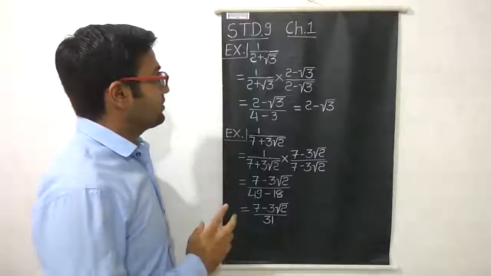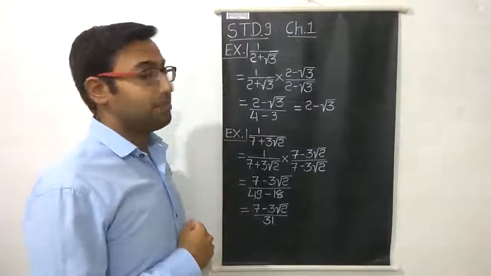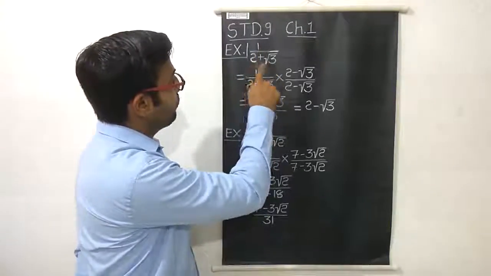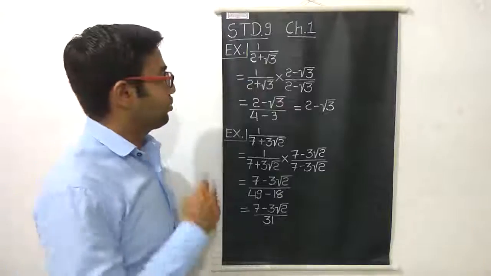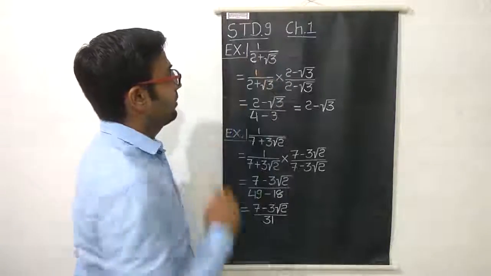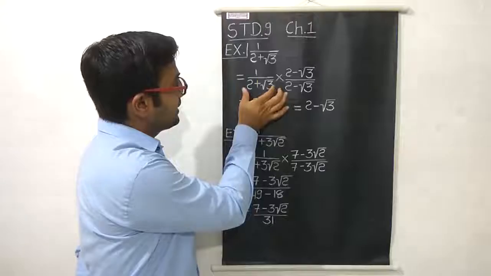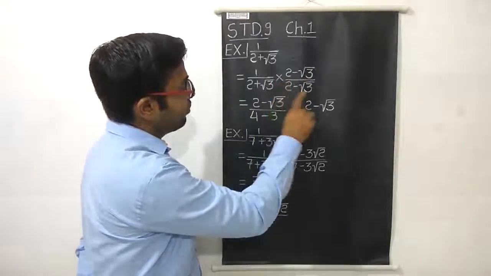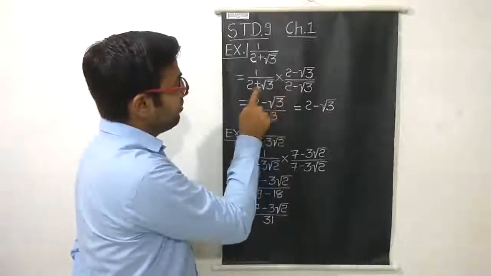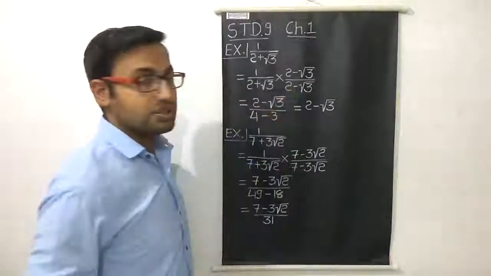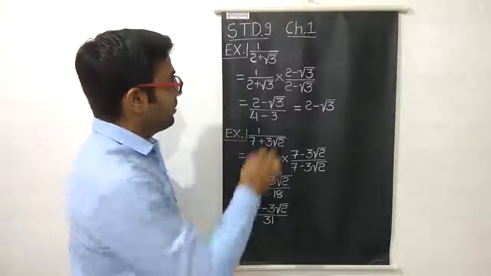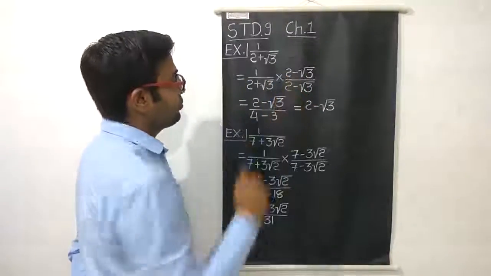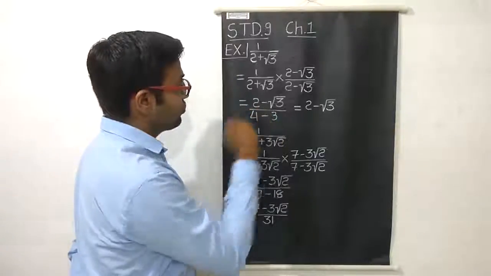Okay, so let us study some more examples. Right, one of the examples is 1 upon 2 plus root 3. So to rationalize the denominator, we have to multiply the given number with 2 minus root 3 upon 2 minus root 3. Same number, but the sign is opposite. Right. So now the numerator remains as it is. 1 into 2 minus root 3 gives us 2 minus root 3.